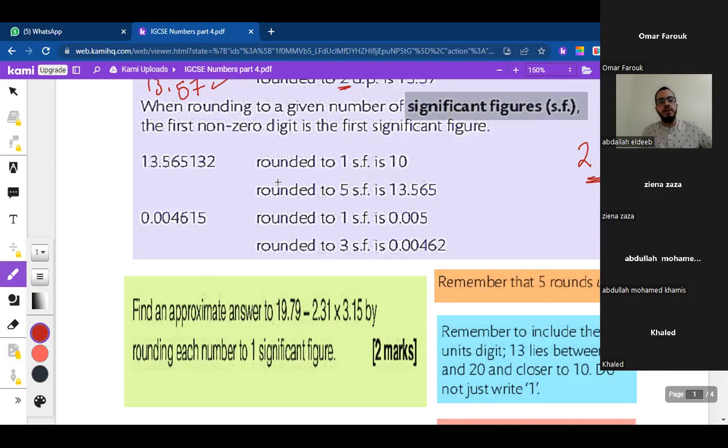For example, here, what is the most important digit here? Is it 1 or 3 or 5 or 6? This digit is the most important digit here, which is 1. So if I say round to 1 significant figure, this is the 1 significant figure. Then instead of 3, put 0. It will be 10. And remove all the decimal points.